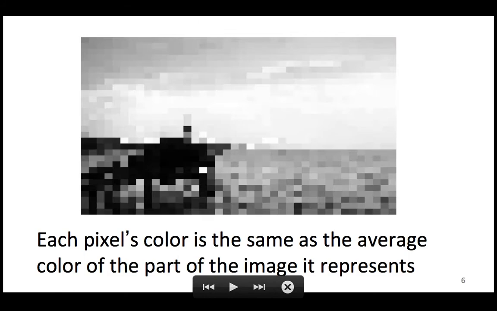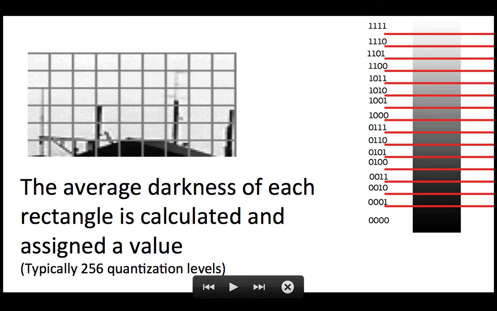But if you consider when we went back here, we said that we get the average lightness and darkness of each rectangle, and then we assign it to one of these values. Well, the more possible values you have, the more quantization levels you have, the more accurate the representation is going to be. But also, the more you have, the more bits you're going to need for each one.